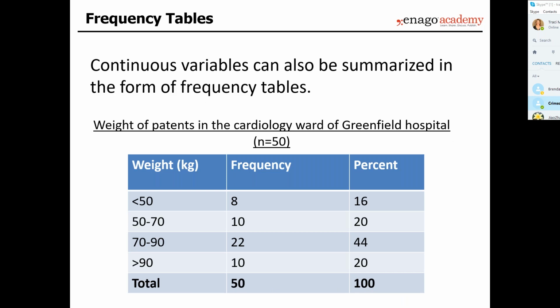Okay, a little more on frequency tables. Continuous variables can also be summarized in the form of frequency tables. So in this example, we have weight of patients in the cardiology ward of Greenfield Hospital. Total subject number N is 50. So how many of them were less than 50 kilograms? There were 8. That was a total of 16% of the population. How many of them were 50 to 70 kilograms? 10, and so on. So this is also useful in being able to see our data. What does it look like?